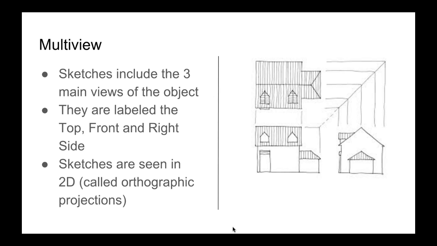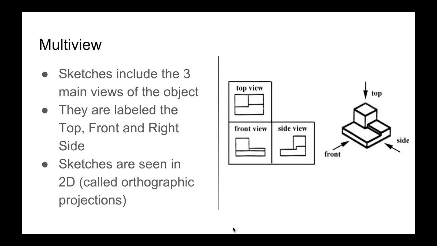Sketches are seen in 2D. This is called orthographic projection. So 2D views basically just show you two dimensions of the shape. Here's some more examples. Over here on the right, it's showing what the top part of this object is, and then if you look over to the left, you'll see the top view drawn in 2 dimensions. Same thing with the front view and the side view. You can see what they look like in 3D, and then come over to the left and see what they look like in 2 dimensions as a part of the multi-view drawing.